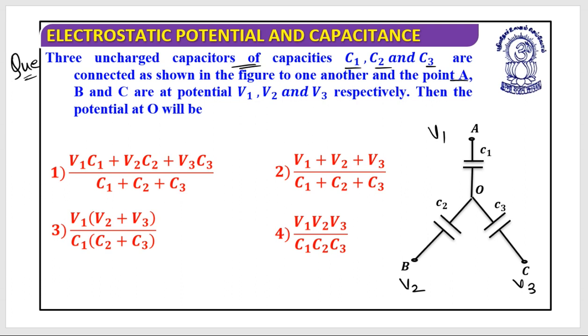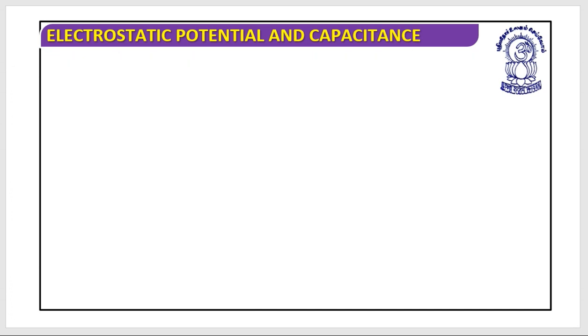So what I can write is that let's suppose that a certain charge will be going from V1 to this, let's say charge Q1, and this charge Q1 would be divided into these two charges, Q2 and Q3, and let's say that here it is the potential at O. So what I can write is that this Q1 should be equal to Q2 plus Q3.